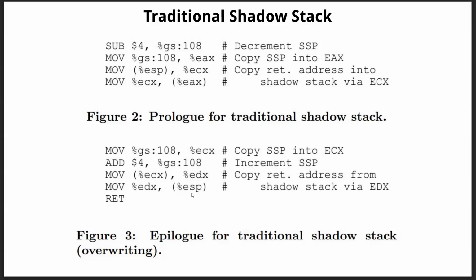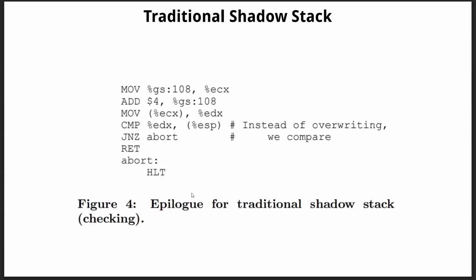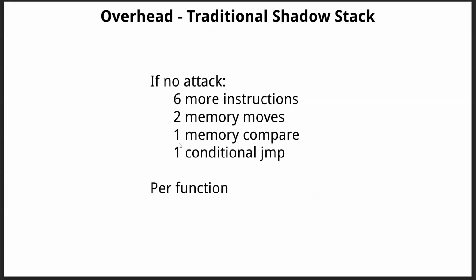So this is one way to do that. Of course, instead of just fixing that or using that, you can also compare. So here is another example. We compare what EDX has and what ESP points to. If they do not match, it means some overwrite has happened, either in the shadow stack or the main stack. Either way, there is an attacker. Then we just abort. Right? So that's another way to do that.